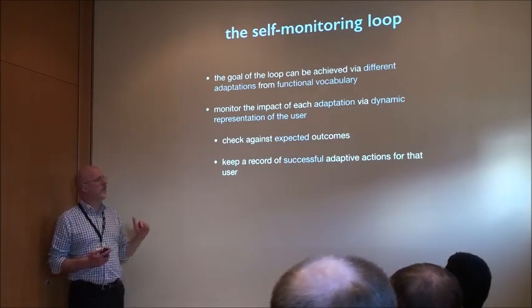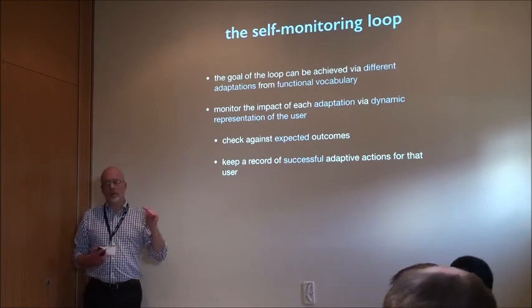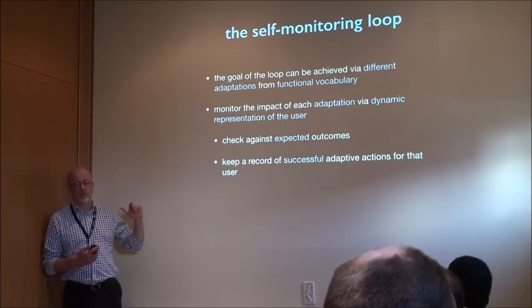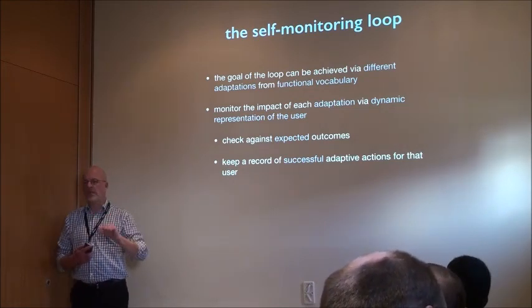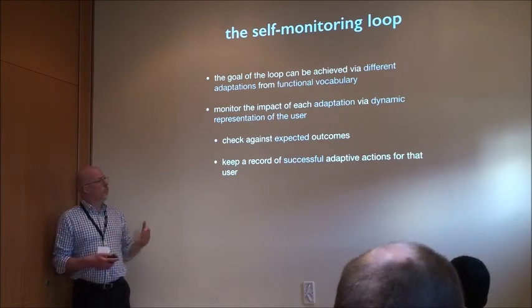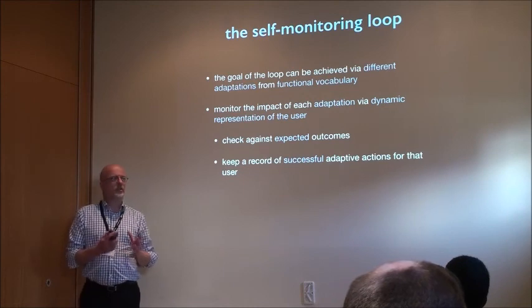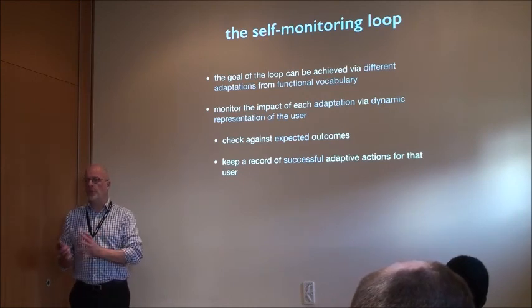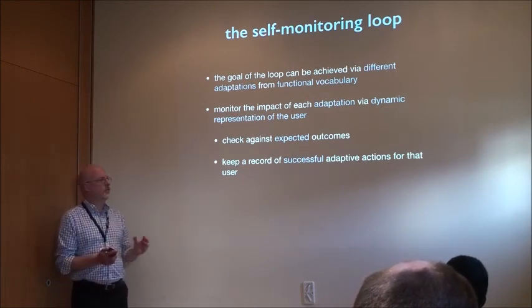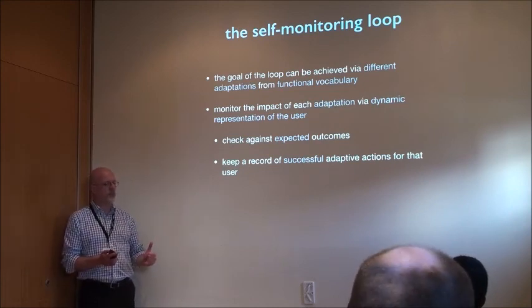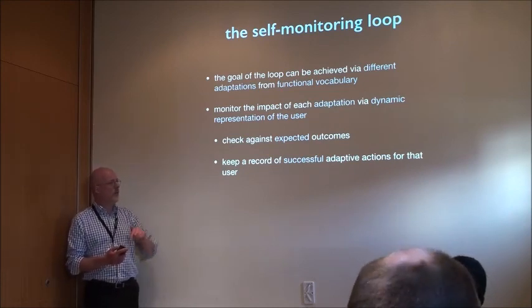It can check that against expected outcomes, but what it can also do is keep a record of what worked for that particular player. So what we move towards now is a system which delivers an implicit form of personalisation, that is able to look at the different ways in which you can get things done and pick the right one for that particular person.